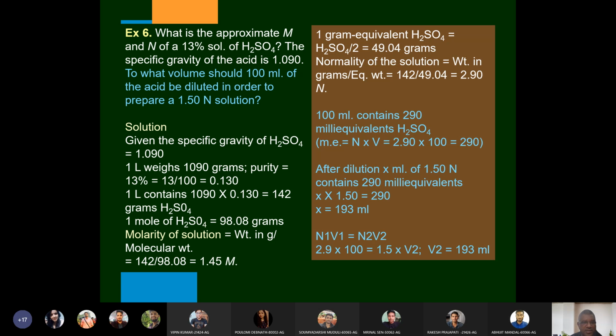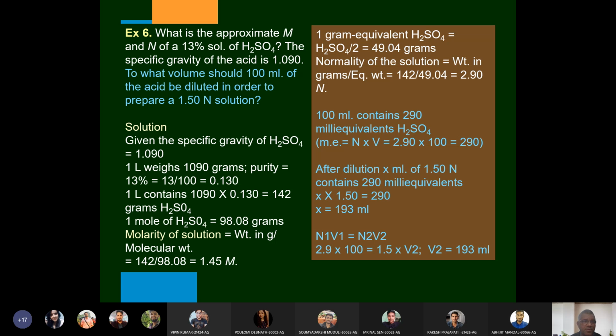Now you know how much sulfuric acid is there in 1 liter. So this is 142 grams. Now you can calculate the normality or molarity. 1 molar has 98 grams. So molarity of the solution is weight in gram divided by molecular weight. So it has 1.45 molar: 142 divided by 98, because you are calculating molarity, not the normality.